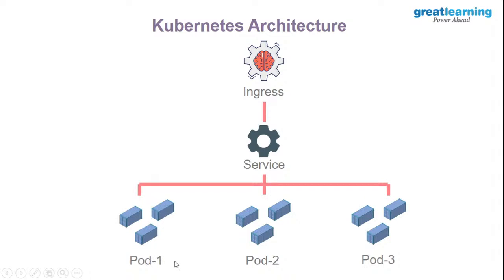Now you can have replicas of this pod also. So let's say you have pod 1 and then you have pod 1A and pod 1B. These are the replicas of this pod. So if the pod 1 feature goes down for whatever reason, it crashes, you have pod 1A and pod 1B to take its place. Similarly with pod 2 and pod 3 also.